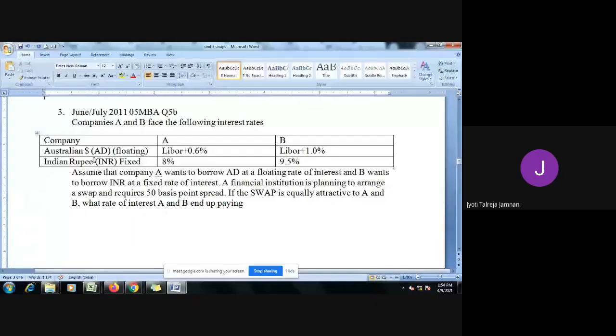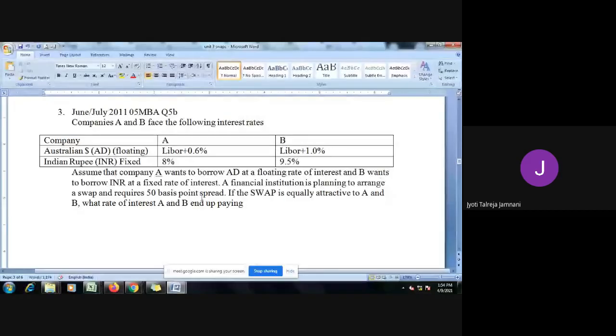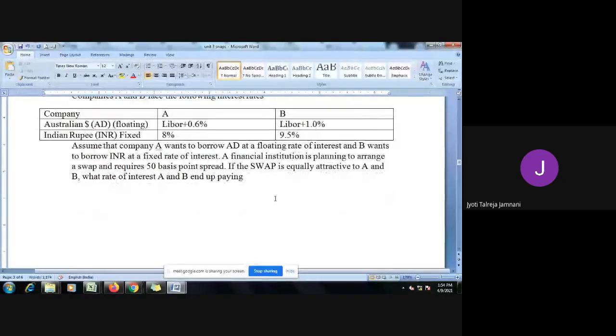Assume that company A wants to borrow AD, that is nothing but Australian dollars, at a floating rate of interest, and B wants to borrow INR, that is Indian rupee, at a fixed rate of interest. A financial institution is planning to arrange a swap and requires 50 basis point spread. If the swap is equally attractive to A and B, what rate of interest A and B end up paying? So we have to show their gains and what rate they are actually paying.